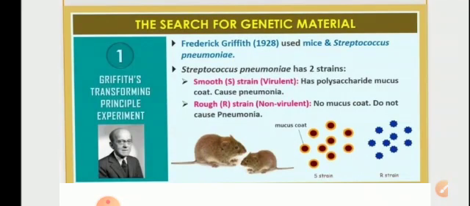first experimental evidence for that was provided by Frederick Griffith in 1928, and he used mice, and the bacterium Streptococcus pneumoniae was used to carry out the study. Streptococcus pneumoniae has two strains, the rough and the smooth strain. The rough strain is non-virulent, and it is rough because there is no mucus polysaccharide coat, and therefore it appears rough. Whereas the smooth strain has the mucus polysaccharide coat. It is virulent, causes pneumonia, and the colonies appear smooth in nature.